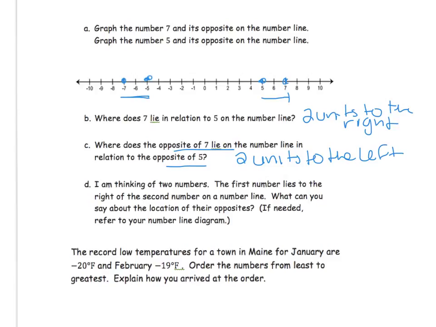And what we're trying to get at here is that on the positive side, the greater number will be greater to the right, but the opposites, it's going to be the least number.